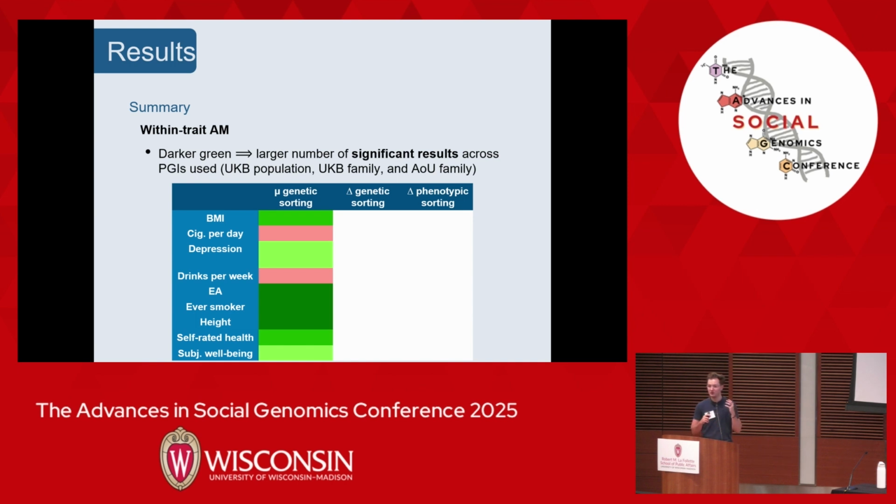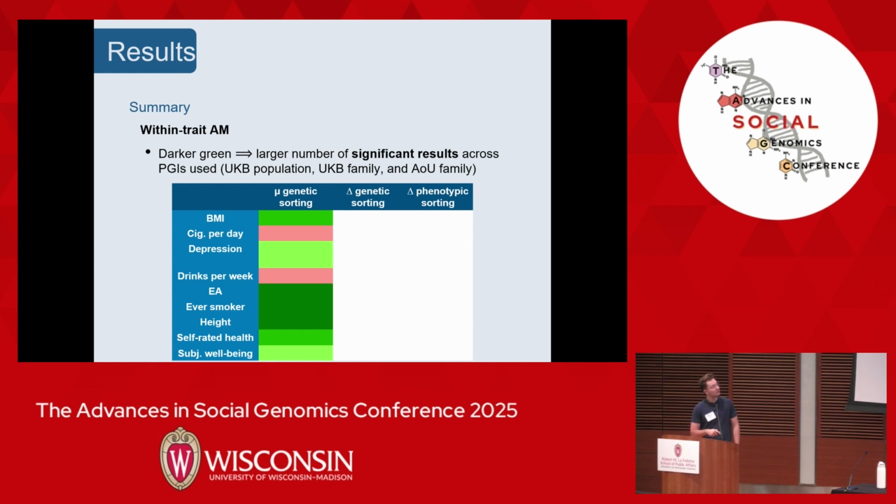And again, those are population-based PGIs in UK Biobank, family-based PGIs in UK Biobank, and also family-based PGIs in All of Us. And as we can see, first of all, we're going to look at mean genetic sorting, or mean assortative mating that we were looking at in those plots before. And as we can see, across all of these traits, we do observe mean genetic sorting for most of these traits, save for a couple.